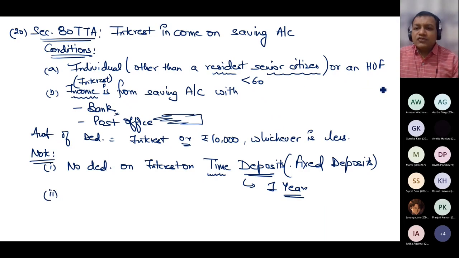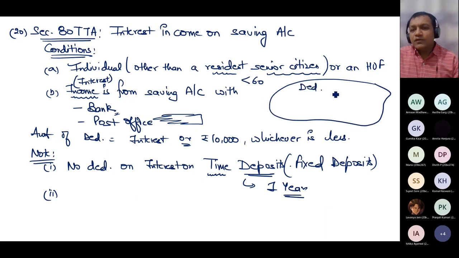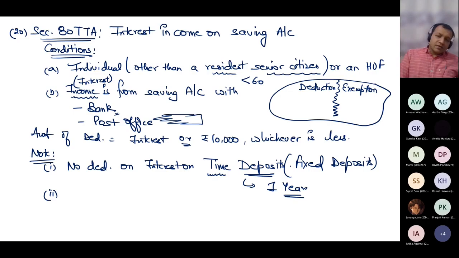can you tell me, are these two words different, deduction and exemption? Can you tell me the difference between deduction and exemption? Any answer? Difference between deduction and exemption? Sir, incomes that are exempt are not included in the total income, and deduction means that the income is included in the total income, but it is allowed a deduction.